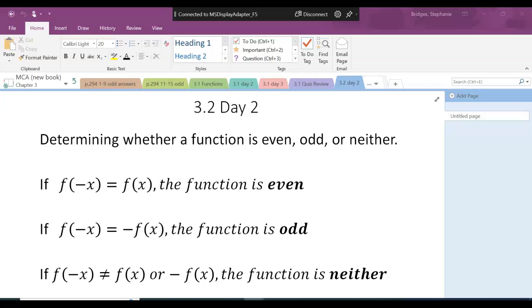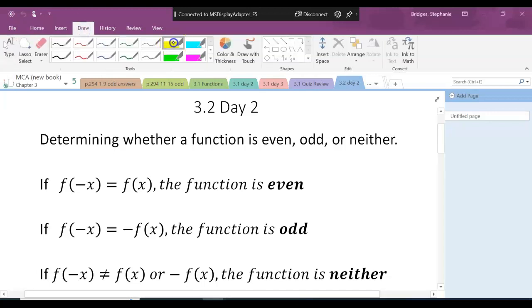It's talking about the function. So if you see right here in the first one, it says if f of negative x is equal to f of x. What that means is if I take a negative x and put it in place of x in my function, and I simplify it out, if it equals the original function, if nothing changes, all the signs are the same, then that is going to be an even function. So if you plug in a negative x and it works out to be exactly the same thing that you started with, it will be an even function.